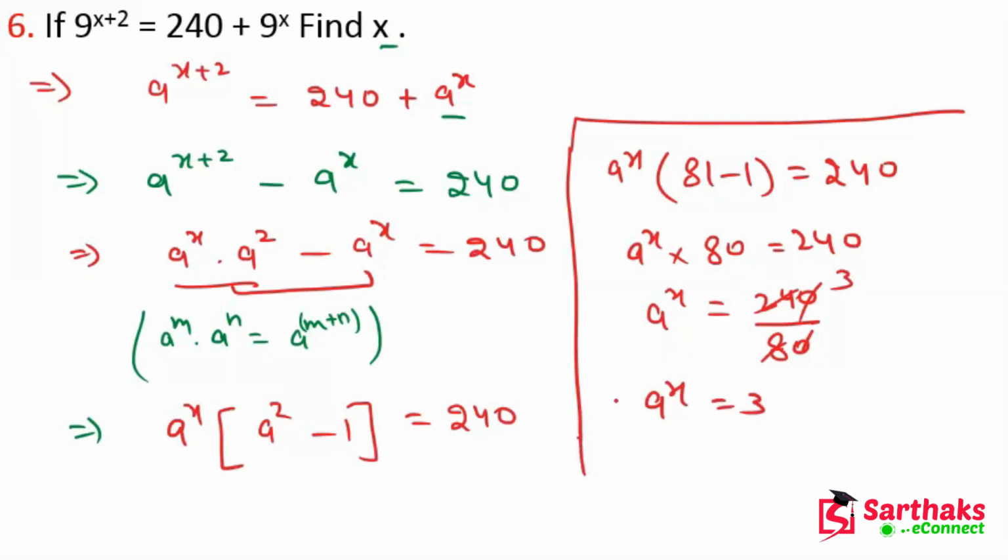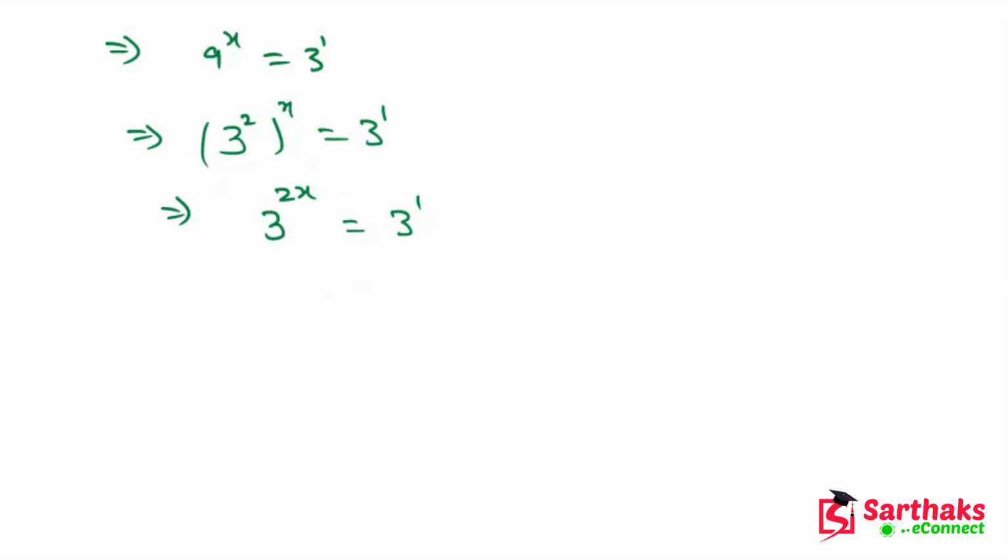Now let's solve further. So we have 9 raised to power x equals 3 raised to power 1. But from this equation we cannot find the value of x. So we can write 9 as 3 raised to power 2, and the whole raised to power x equals 3 raised to power 1. Now this will become 3 raised to power 2x. In this we have to multiply the powers. So now if you observe this, the base is the same, 3 and 3. Now from this we can equate the power.